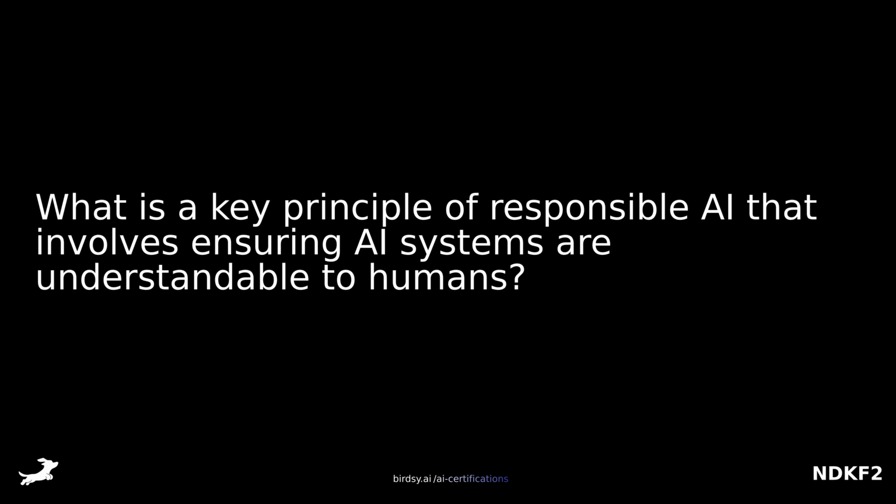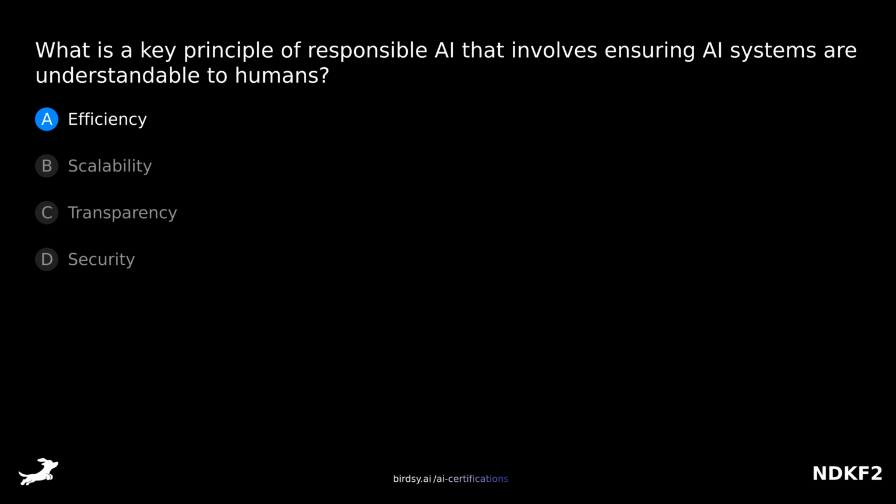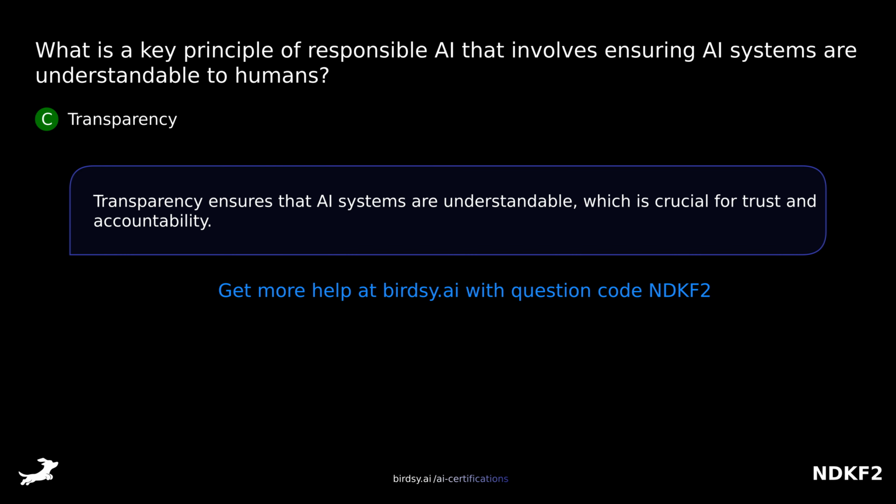What is a key principle of responsible AI that involves ensuring AI systems are understandable to humans? Is it A, efficiency, B, scalability, C, transparency, or D, security? The answer is C, transparency. Transparency ensures that AI systems are understandable, which is crucial for trust and accountability.